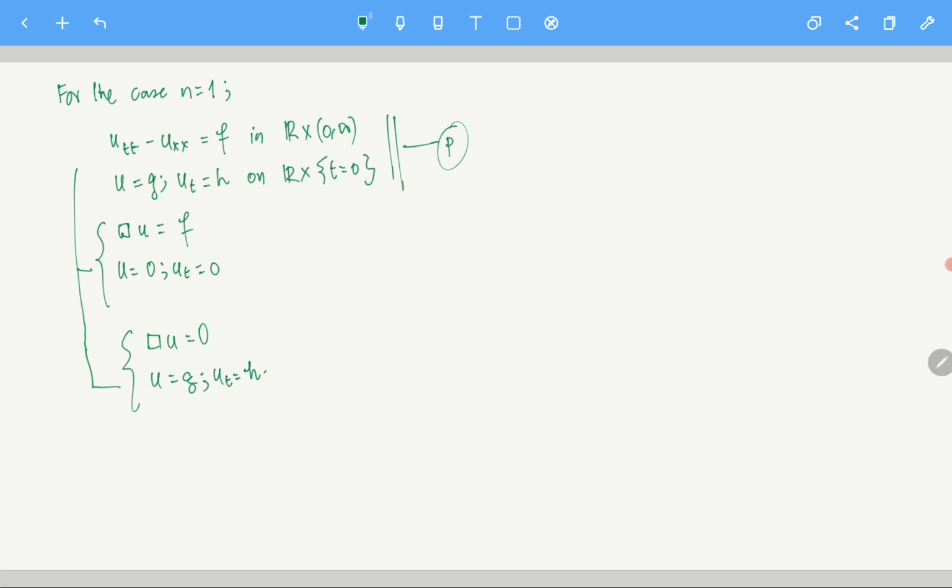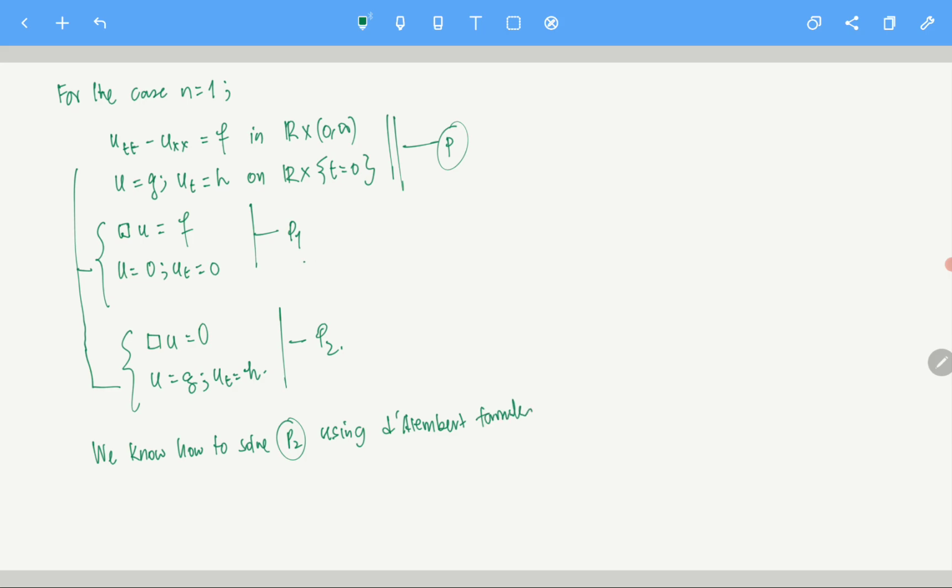This problem, of course, I know by D'Alembert's formula. Let's call it P1, and let's call this other one P2. P2 I know how to solve, using D'Alembert's formula.